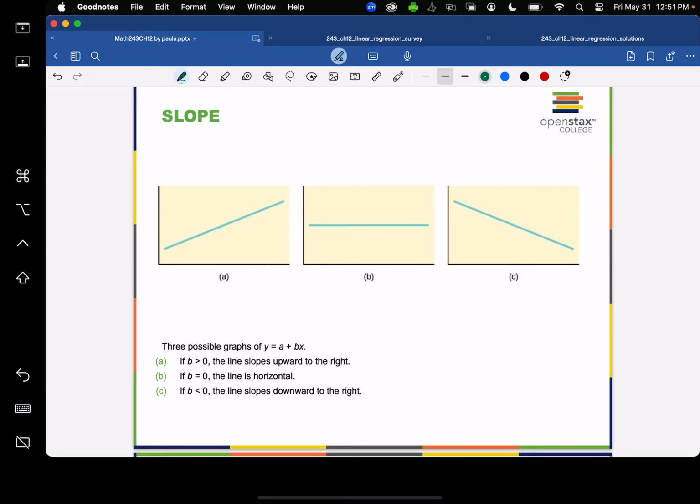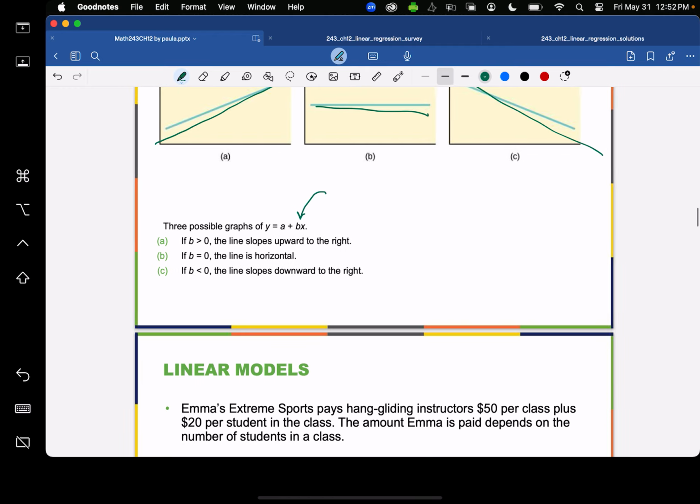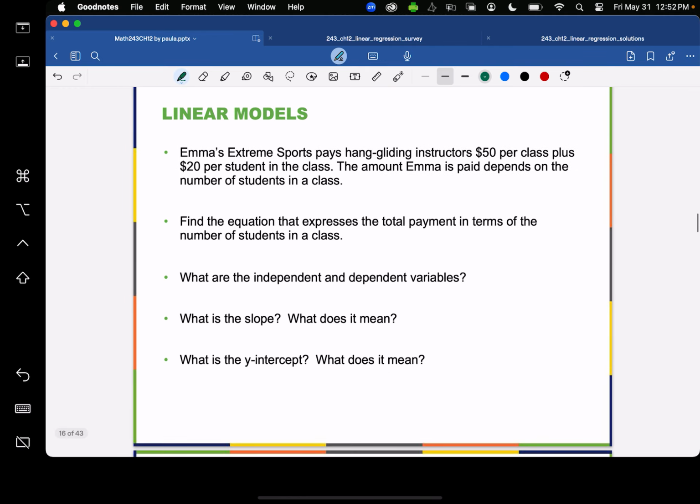If B is positive, so this is the slope, this is the number that's attached to X, and that tells us whether the line is going up, is flat, or is going down. And I'll dig into what that means a little bit more in this example.